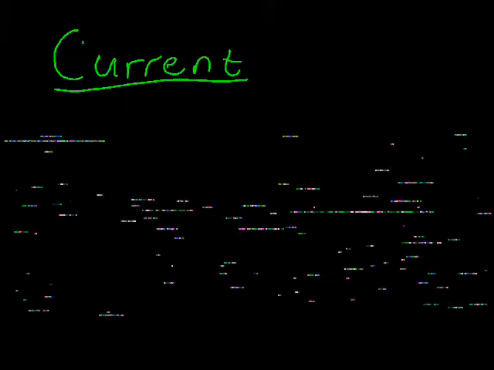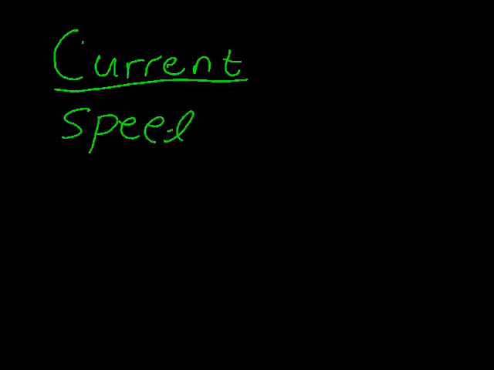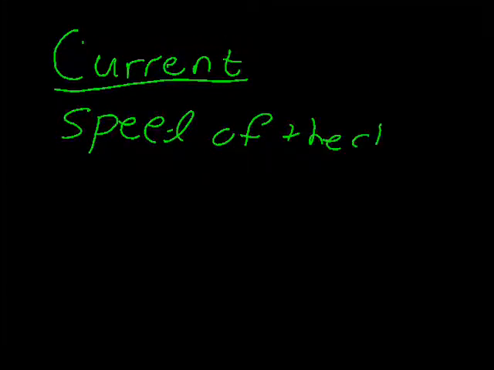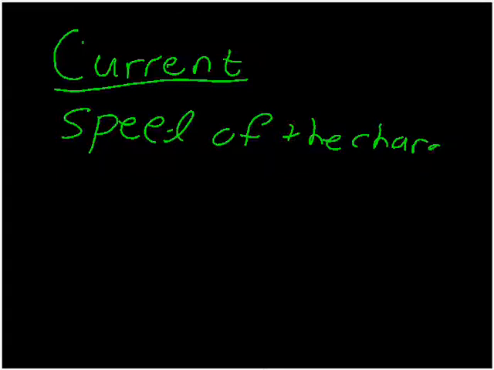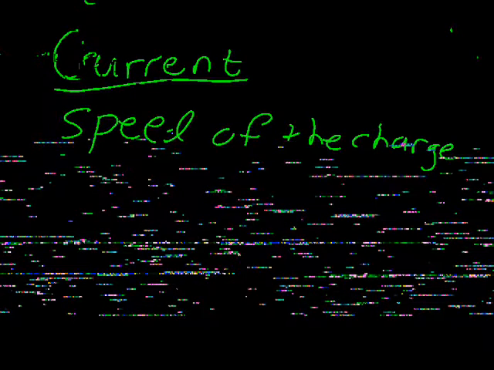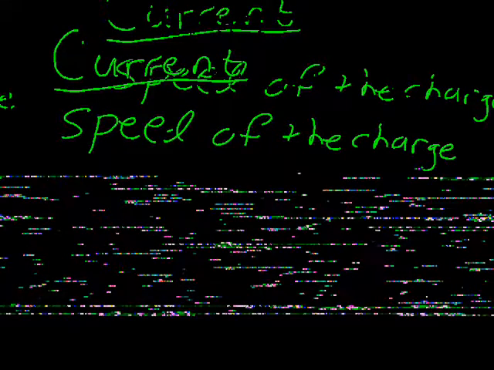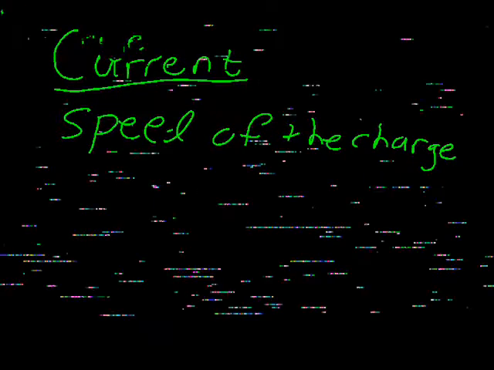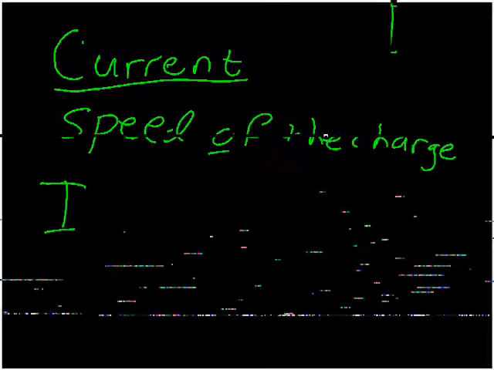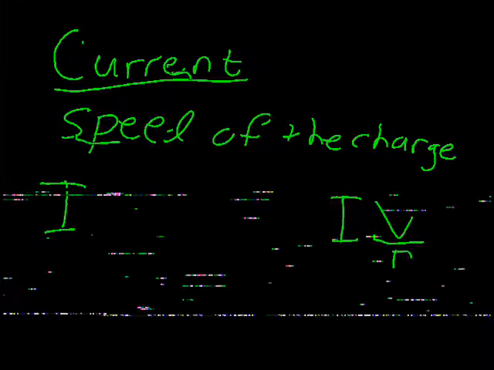Speed. Good. The current is the speed of the charge moving through the circuit. Not necessarily of the individual charges that are moving, but the overall flow, the speed of the charge, the speed of that domino effect as it goes through the circuit. Do we have an equation for current? Well, that's Ohm's law. That's also for current, but there's another one that we have.